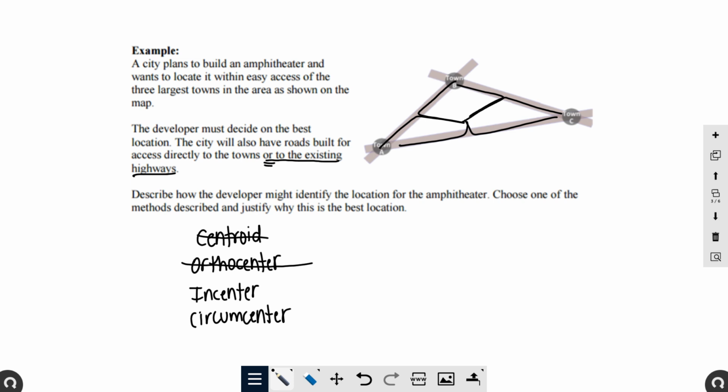Yeah, it looks a little obtuse, but it's okay to build an amphitheater that's outside, right? Because with the circumcenter, it's equidistant from the vertices, like Tori said, and the vertices are the towns. So no matter if you live in town A, B, or C, with a circumcenter, you're always going to drive the same distance. Since they mentioned they're going to build these extra roads, equidistance from the highways or the towns would work, but I would probably lean more towards driving the same distance from each town. So either one of those works. Does that make sense?